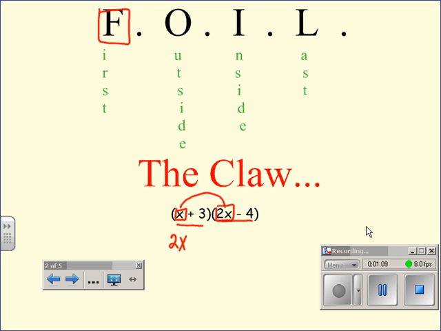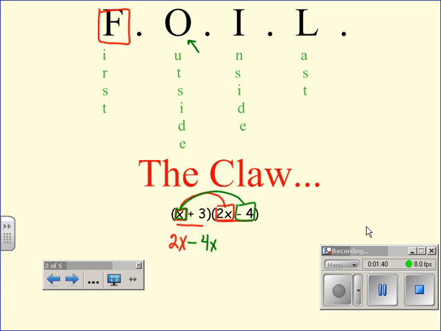The next step in using the FOIL method is the O. The O is referring to the outside numbers of each of the binomials. Here, our outside number on the first one is x, and the outside number of our second binomial is -4. Don't forget to watch for that negative. So x times -4 is going to be -4x.